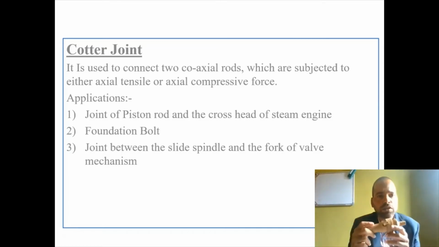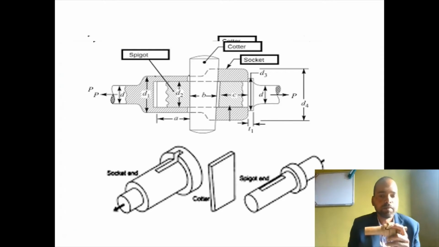What are the applications of the joint? This kind of joint with a different contour is used for connecting piston rod and crosshead of the steam engine, right. And again, this kind of joint is also available in the foundation bolt with a different contour. Then the joint between the slide spindle and the fork of valve mechanism. And then in case of a tractor and different implements which are mounted on that, to connect those implements to the tractor, there are different points where we can use this kind of quarter joint. So let's start with the design of this quarter joint, right.